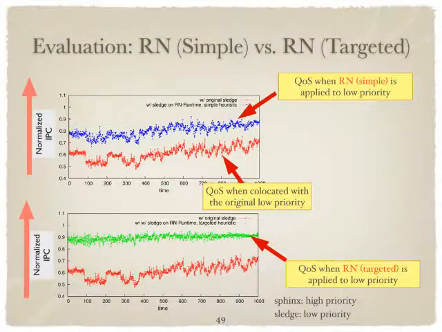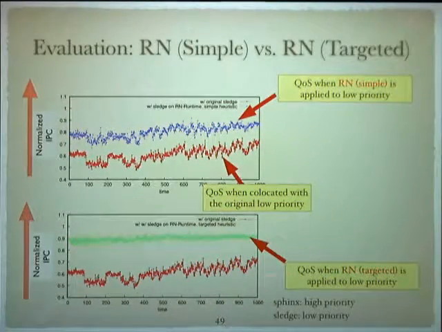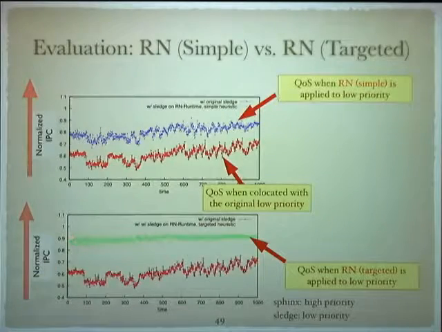Similarly, here we have the red line, which is the original performance. And here the green line is when the targeted reactive niceness is applied to the low priority application. So the big takeaway point from this graph is you can see this line is very stable. It's around 90%, which is our target QoS.